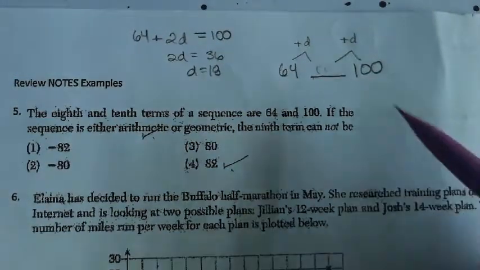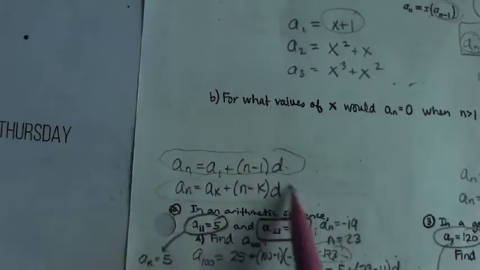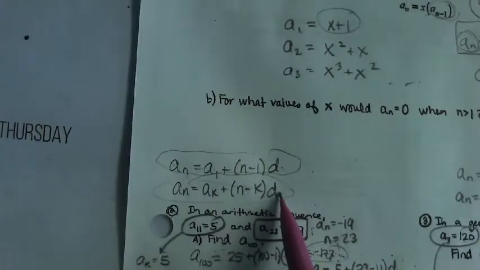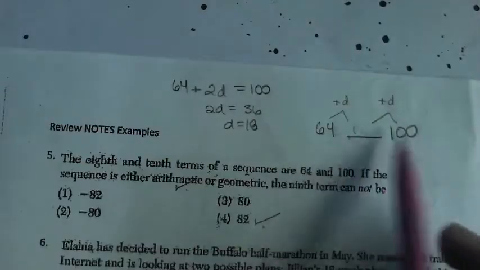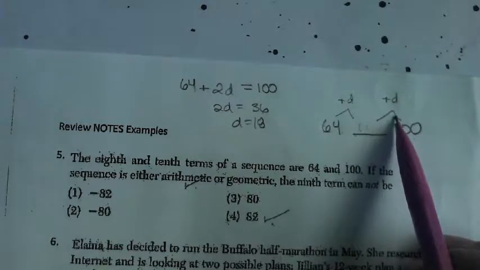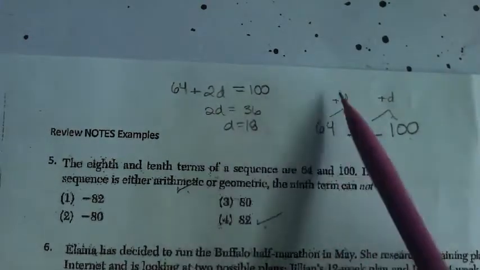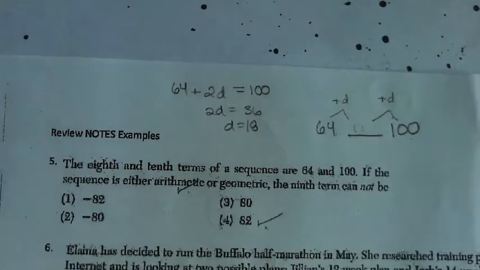Now, I could have called this a sub 8 and this a sub 10, and I could have gone back and used this formula and found d and then searched for a sub 10. I could have done all that. I just found that since these two terms were so darn close to each other, it was just easier to do it that way. Okay? That is really the logic behind what your formula does anyway, but nonetheless.